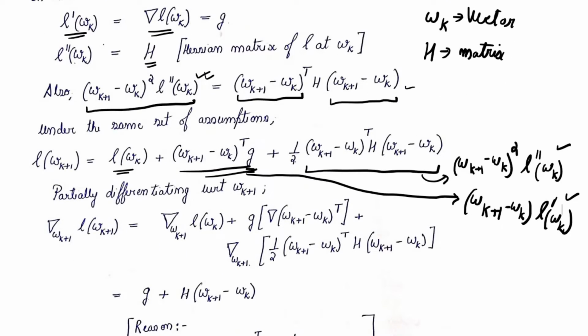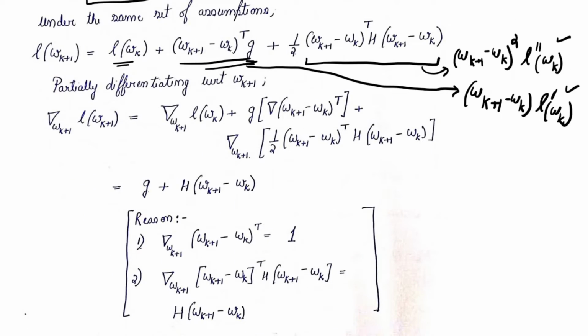Now we proceed further, do the same thing as we did previously and partially differentiate with respect to Wk+1. The first term will vanish because the gradient of L(Wk), with respect to Wk+1, will be 0 because there is no term dependent on Wk+1 present over here. So this term will be 0. The second term will be differentiated and the only thing left will be the gradient part. We will get the Hessian and (Wk+1 minus Wk).